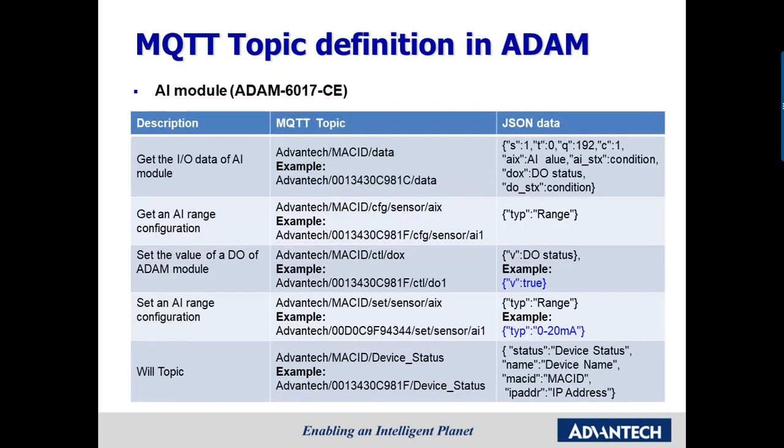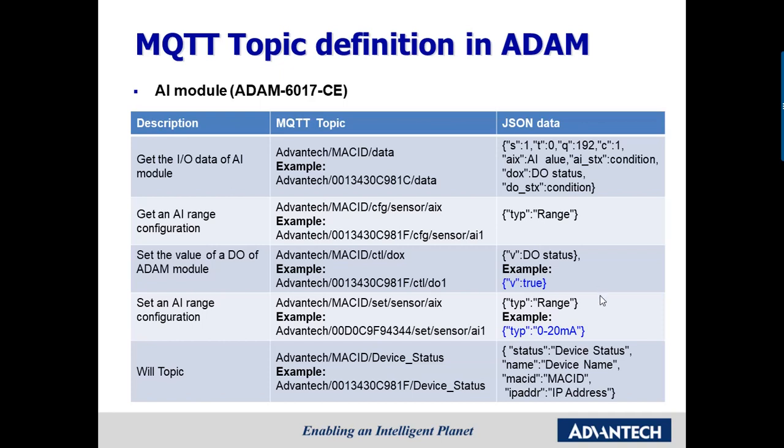Let's see the AI module MQTT topic definition here. For the AI module, we provide the AI input range setting via MQTT. If the user wants to set AI channel 1 to 0 to 20 mA, he needs to publish the example JSON data.